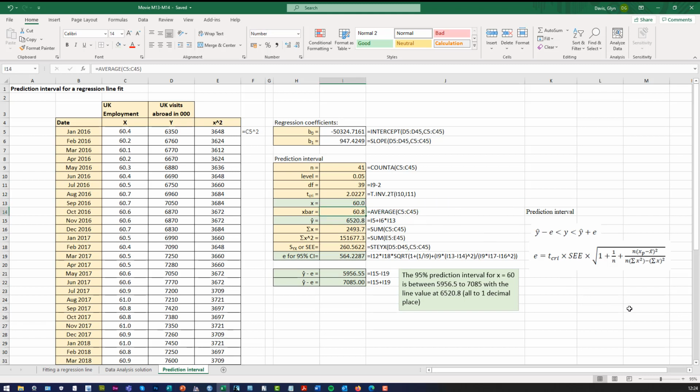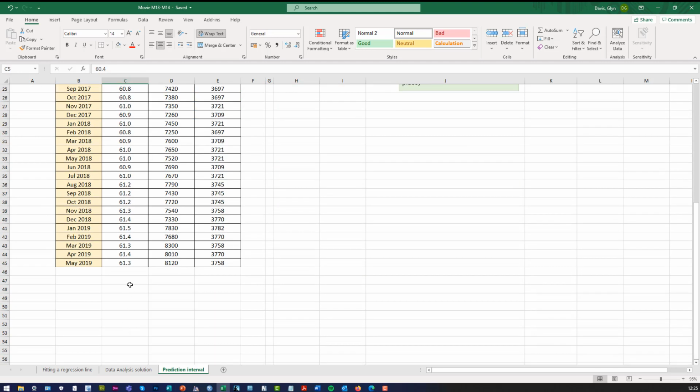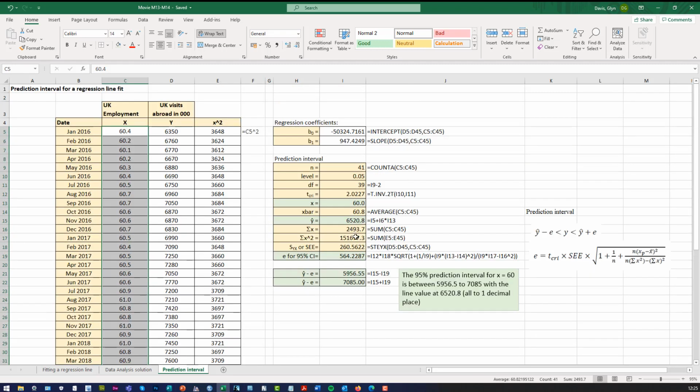We can calculate x bar, because if you look here, you need x bar, the average x value, which is using the Excel function average from C5 to C45. And then once we've got that, we can calculate what, at x equal to 60, is the value of the line. So it's the intercept plus the slope times 60, which gives us that. So the y value at x equal to 60 is 6520.8 to 1 decimal place.